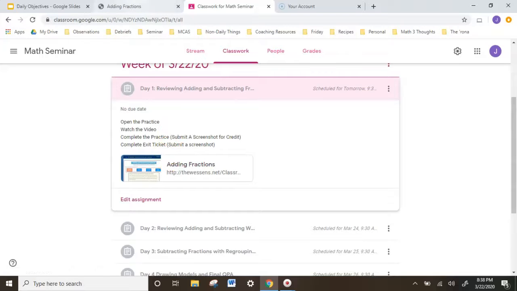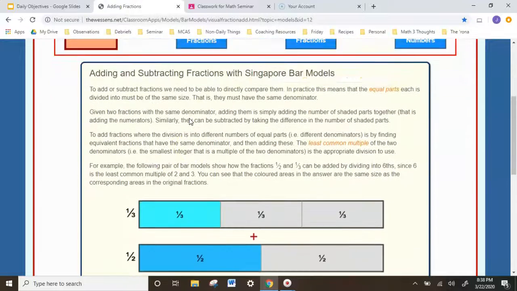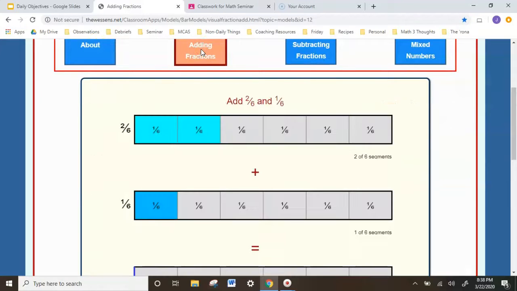Great. When you open it up, you should be on a page that looks like this. It is asking you to add and subtract using these different models that we've talked about before. Now, I want you to go to where it says adding. We're going to spend some time adding today. And I want you to look at this first problem, adding 2/6 and 1/6.